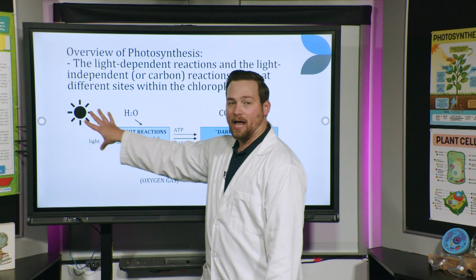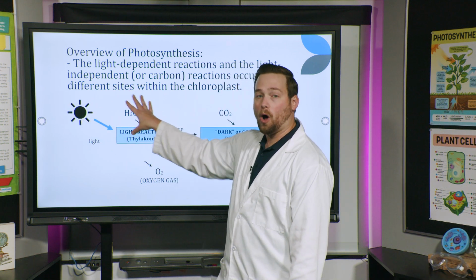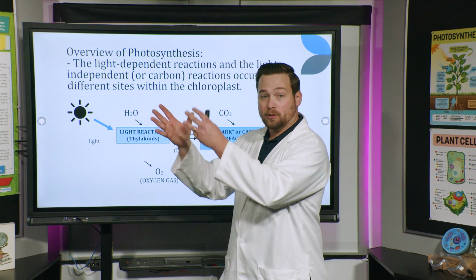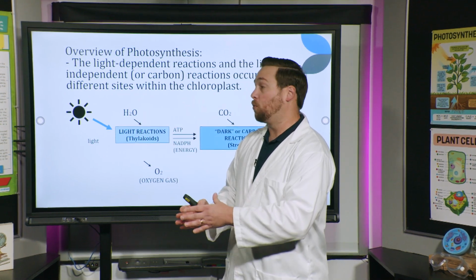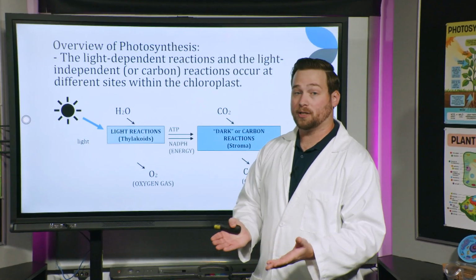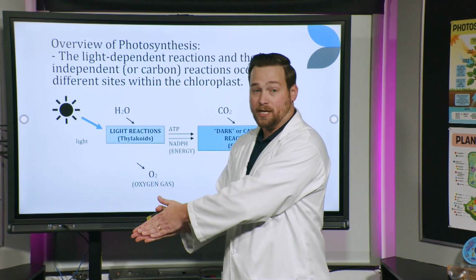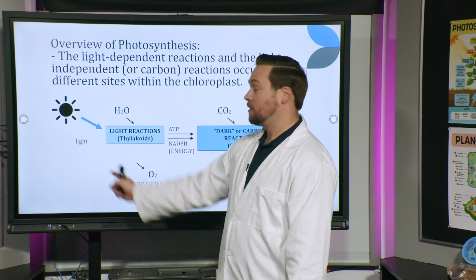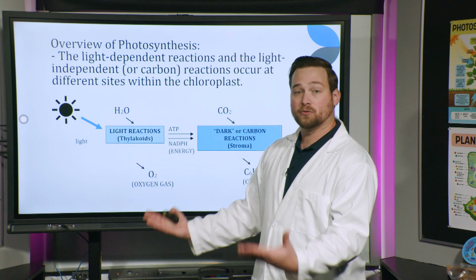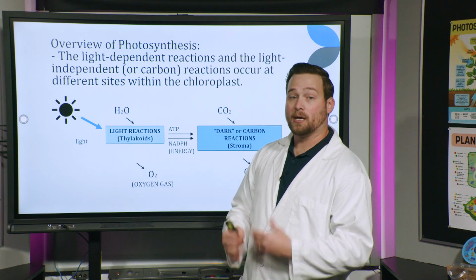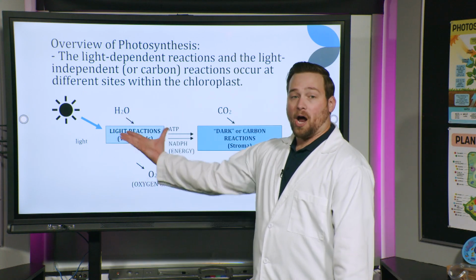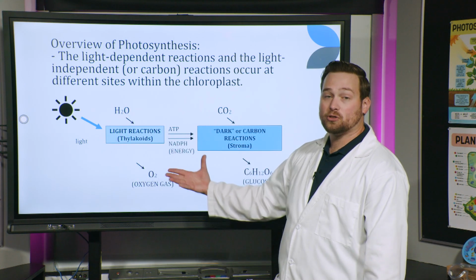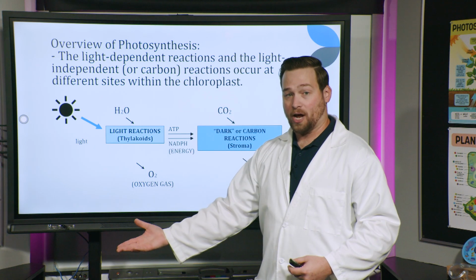We're taking in light from the sun. We also need water here. We split that water, and when we split it, we produce oxygen, which we don't really need, but we do need the hydrogen to make that NADPH. A byproduct of the light reactions is oxygen, which is very important to us because that's what we breathe. Through this process, we also make ATP and NADPH, which we need to fuel the next set of reactions.